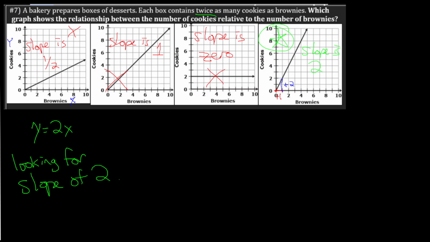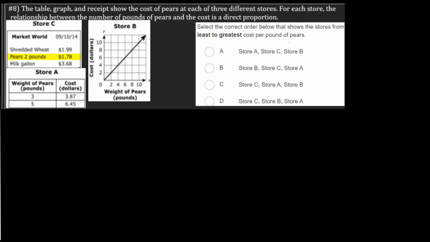For number 8, it says the table, the graph, and the receipt show the cost of pears at each of 3 stores. For each store, the relationship between the number of pounds and pears is a direct proportion. That just means that I can write a ratio. I should be able to find out what the slope is, or the rate of change, if you will. Then it says select the order below that shows the stores from least to greatest.